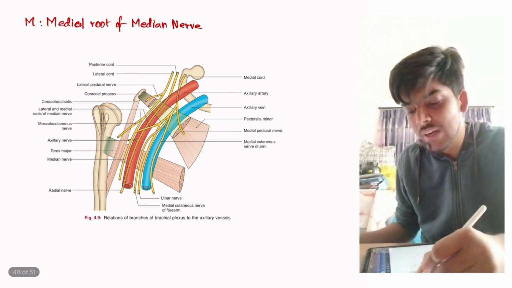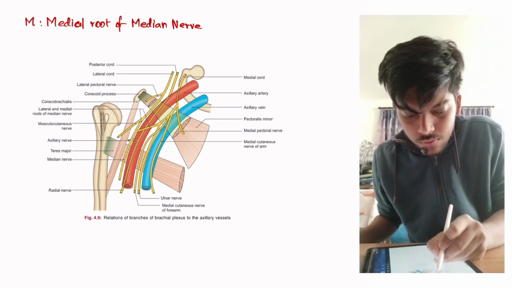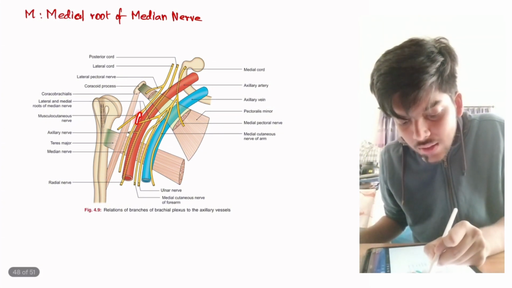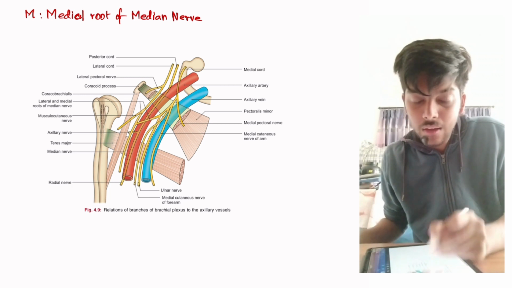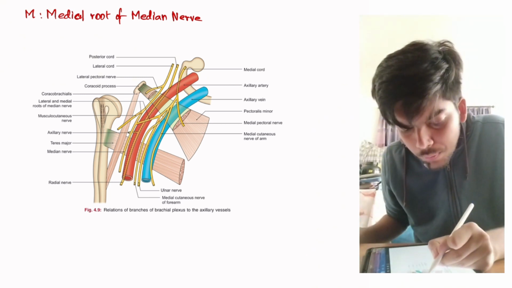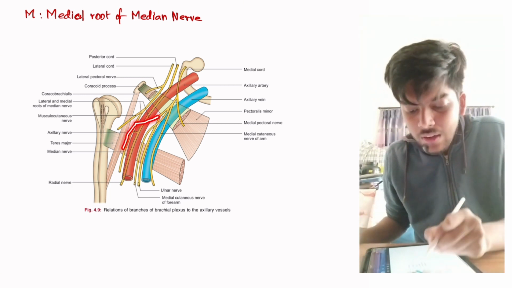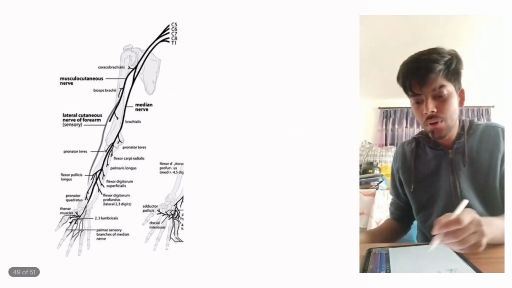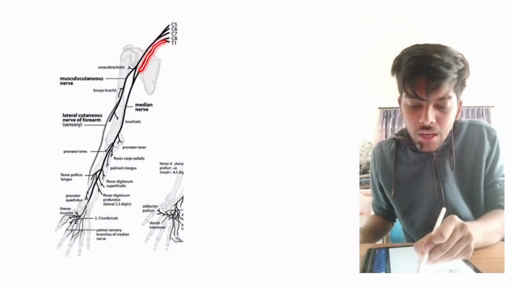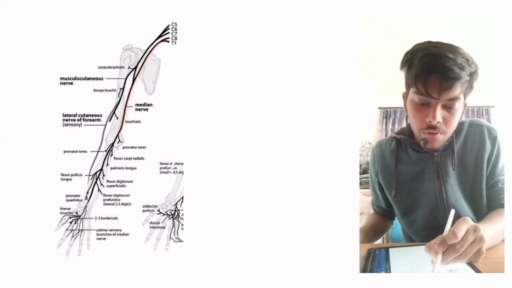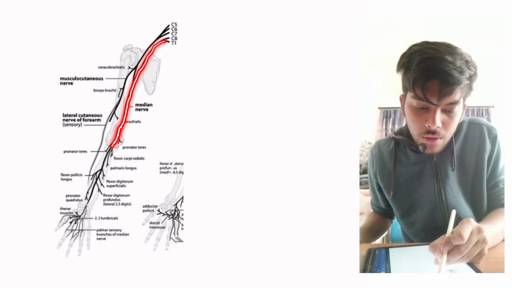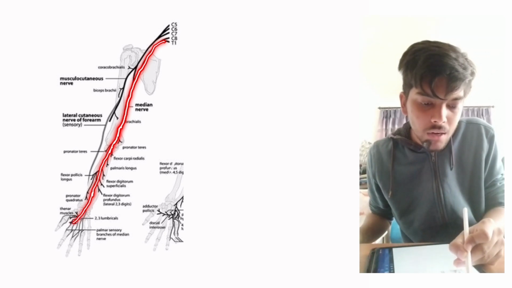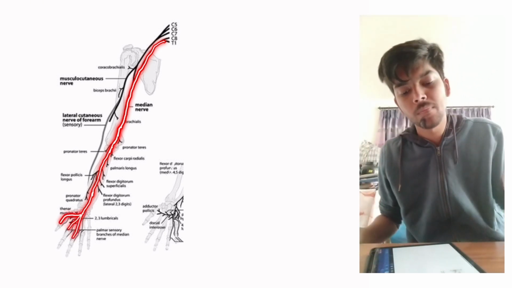Another M stands for medial root of median nerve. So here's the median nerve. It is formed when the lateral root and the medial root meet each other. The medial root of median nerve comes from the medial cord. The medial root passes through the arm in front of the joint, passes through the forearm, and then supplies the majority part of the lateral part of the hand.